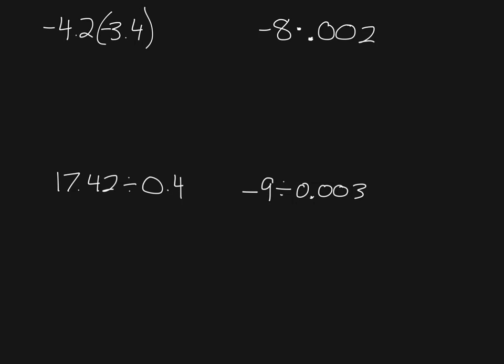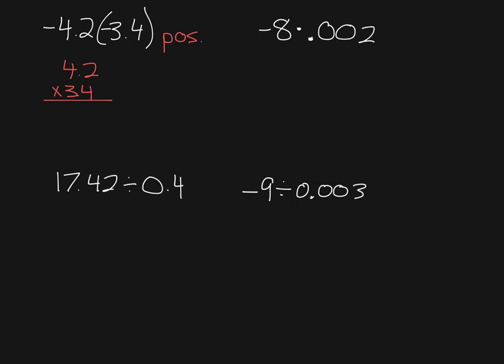Let's check out some examples with decimals. In our first example here, we have negative 4.2 times negative 3.4. Now, I know my answer is going to be positive, because my two numbers have the same sign. So now I just need to multiply 4.2 times 3.4. And we do this using what we call the traditional method. We set it up vertically and we multiply.